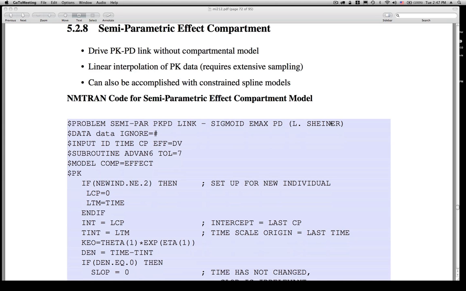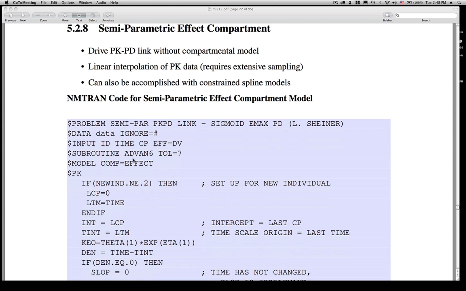And basically what we're using is the observed concentrations to create a linear spline to represent the concentration model. So we're simplifying the PK model to just a connect the dots type relationship, but we're using that as a driving function for the effect compartment concentration. So this is a clever way to do this, and this actually was proposed by Lewis Sheiner. This code comes from the old NONMEM repository, and it's pretty interesting.